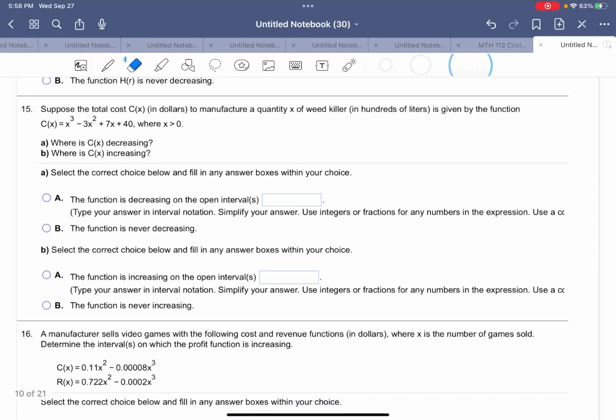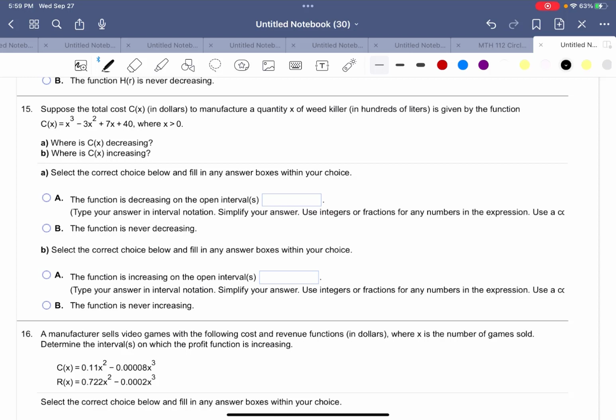Example number 15. Suppose the total cost C of X in dollars to manufacture a quantity X of weed killer in hundreds of liters is given by the function C of X equals X cubed minus 3X squared plus 7X plus 40, where X is greater than 0. And it makes sense for X to be greater than 0 because these are hundreds of liters of weed killer. We want to know where this function is decreasing and where it is increasing.